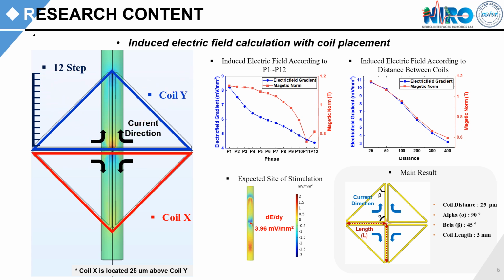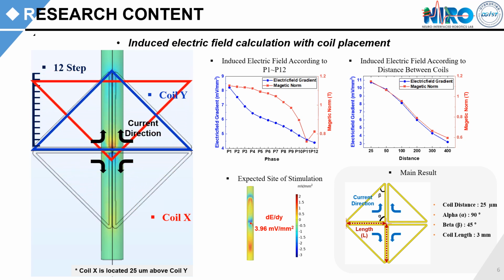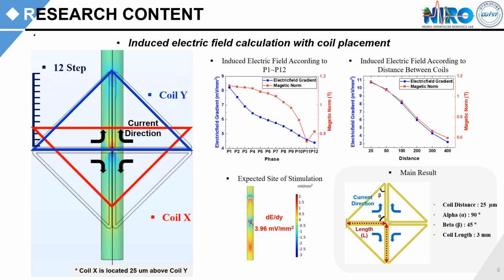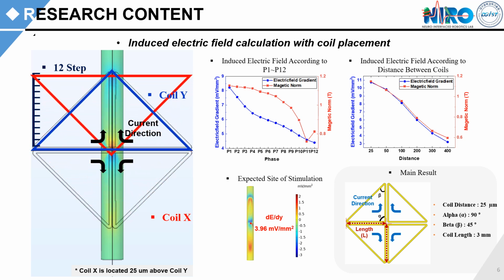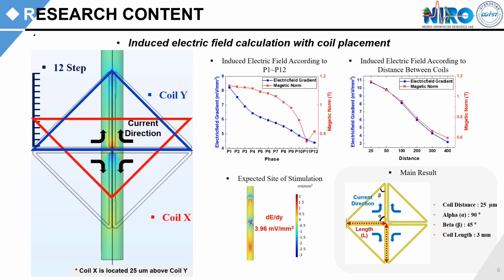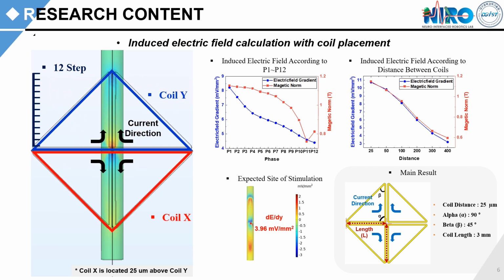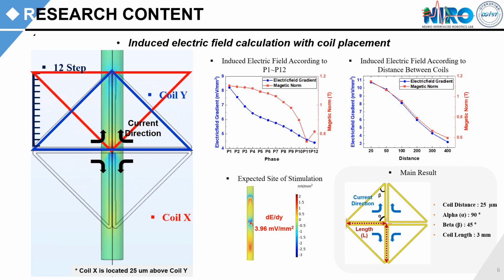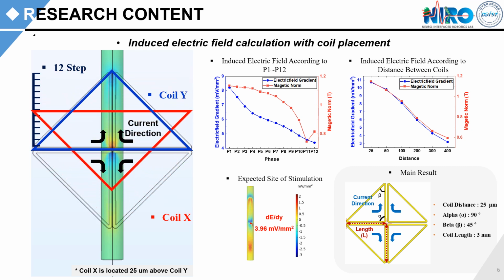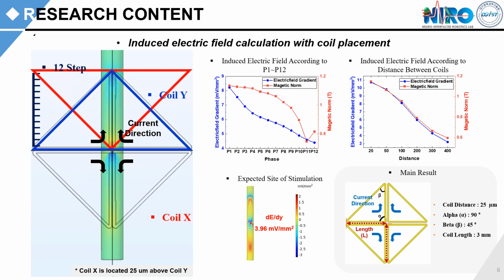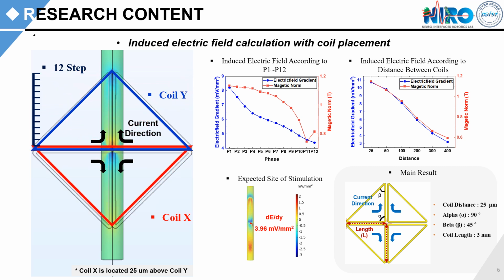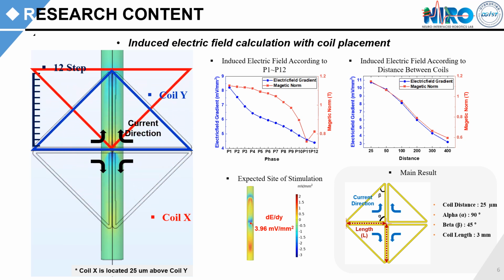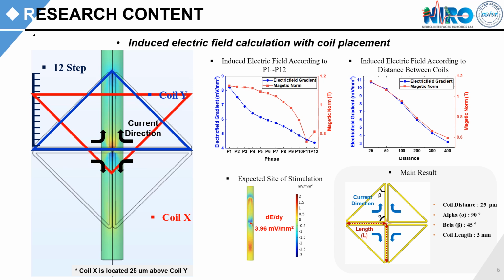The placement was divided into 12 steps, each with a 0.25 mm difference. The direction of the current is represented by the black arrows. The result indicated the most effective placement occurred in phase P1, and we conclude that the optimal coil spacing is 25 micrometers. The following figure shows the location of the induced nerve stimulation, which is centered between the coils.